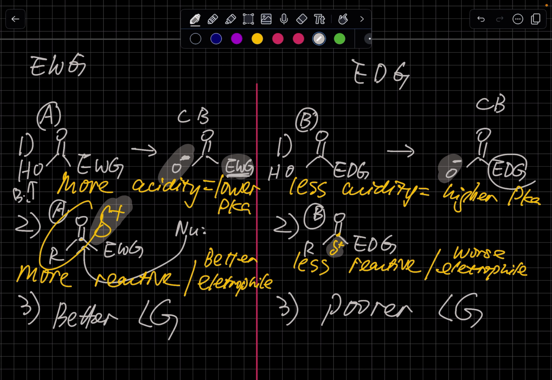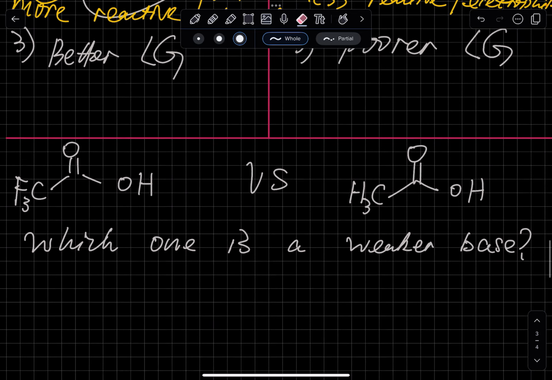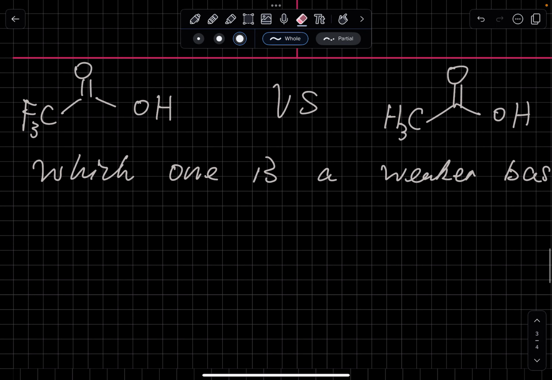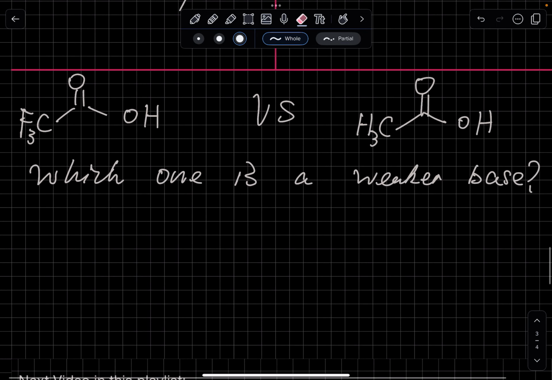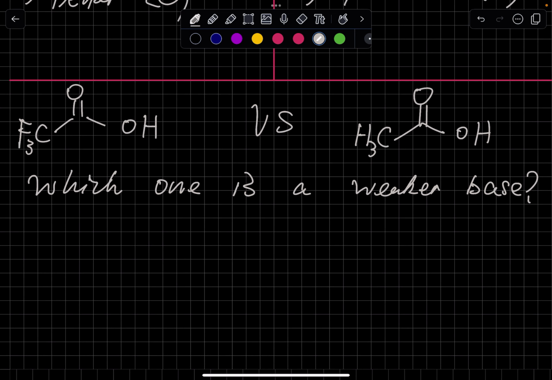All right, now let me clean this up a little bit, and then we're going to do a problem, which is MCAT style. It's tricky, not really easy, but it's okay. Here I have two compounds, and I'm asking you, which one is a weaker base? I'll give you 5 seconds to think about this, or you can pause the video and take as long as you want. Okay, time's up.